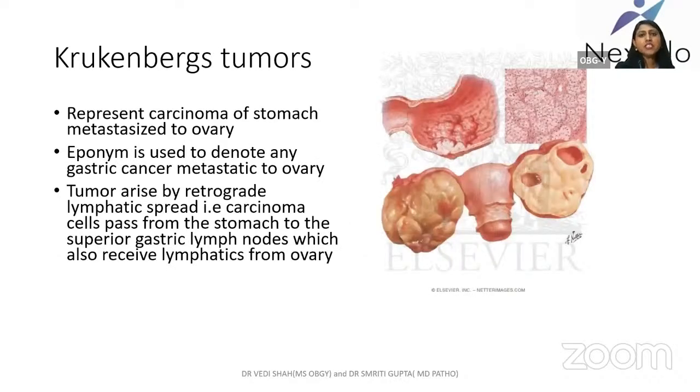So there is a specific term called Krukenberg's tumor. This represents carcinoma of the stomach which has metastasized to the ovary, denoting gastric cancer metastasizing to the ovary. It occurs because of retrograde spread via the lymphatics.